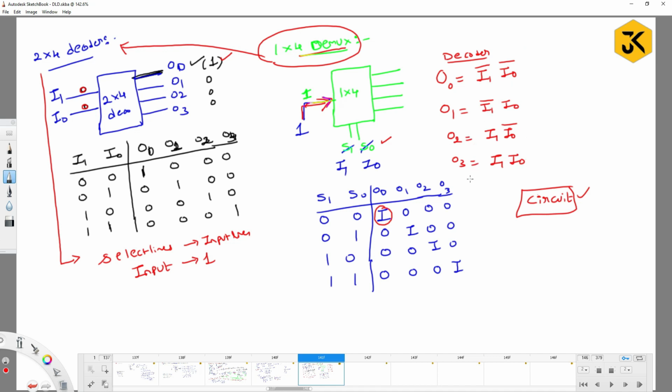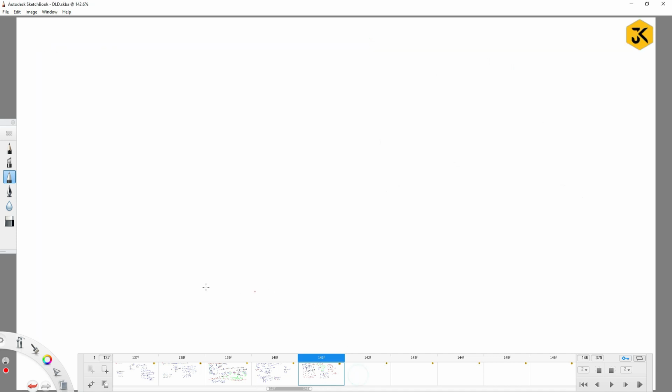Okay, fine. So basically, if you observe, all these are various kinds of minterms. Minterms means they represent the sum of products. So in a decoder also, we can represent all possibilities of minterms. As I can represent all possibilities of minterms, I can construct any kind of Boolean function.